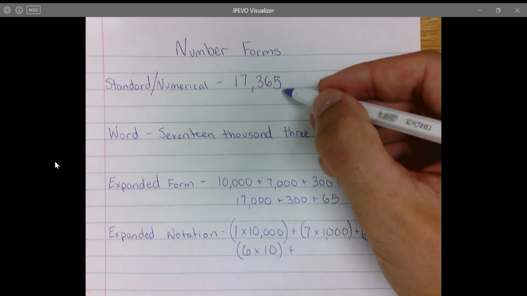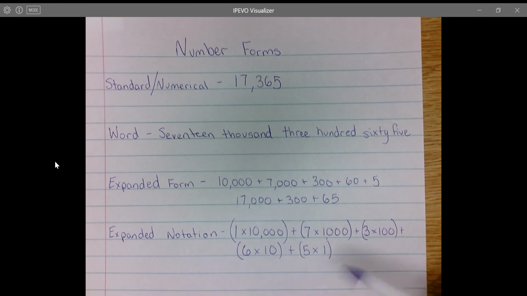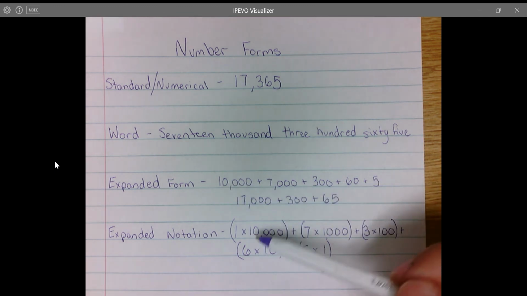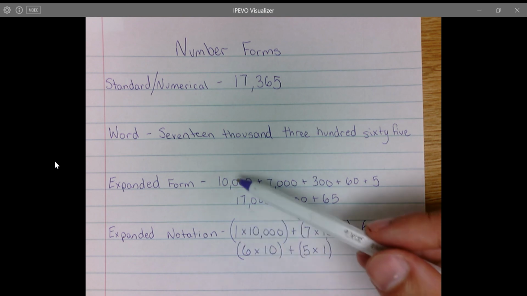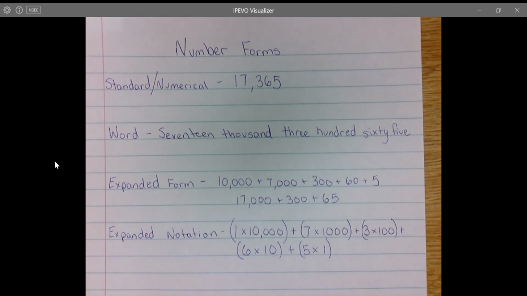And then finally, how many ones do I have? I have 5 groups of ones. So this is expanded notation. It's this expanded form, except I'm showing my groups of. So I have 1 group of 10,000, I have 7 groups of 1,000, I have 3 groups of 100, I have 6 groups of 10s, and then I have 5 groups of 1s. It's just another way to stretch out our number so we can really see those place values.